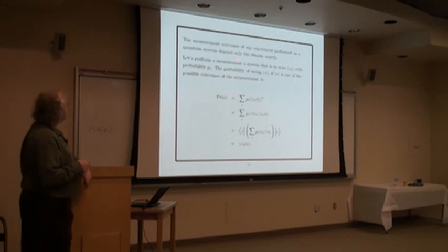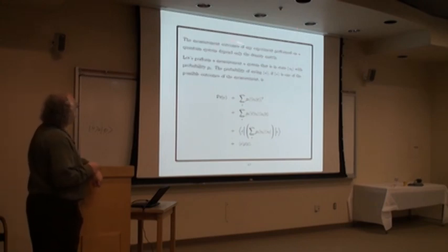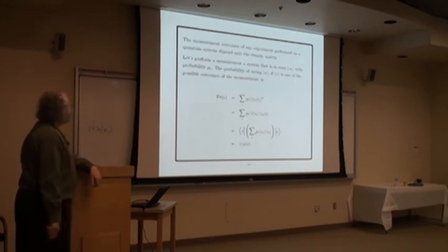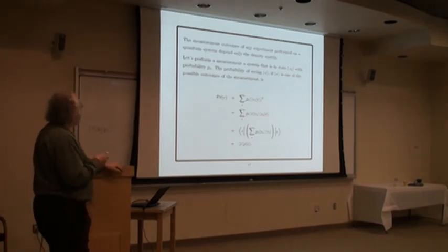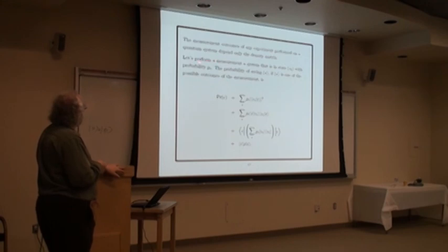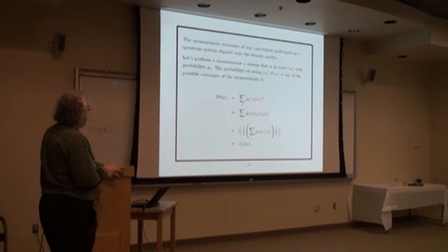So the measurement outcomes in any experiment performed on a quantum system depend only on the density matrix. Let's go back and prove this in the simplest possible case. Remember, if you perform the measurement on the system in state V sub i, with probability p sub i, and you test whether it's in state E, then the probability that you get state E is the absolute value squared of the inner product of V sub i and E.